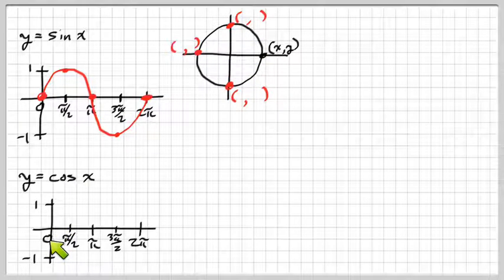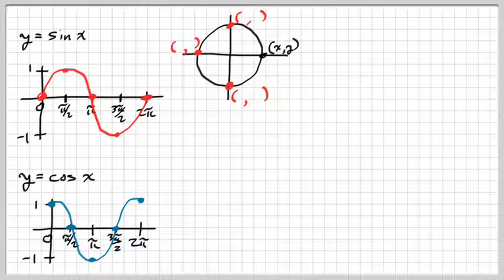Okay, at 0, what is the x value? 1. Okay, at pi over 2, what is the x value? 0. At pi, which is right there, what is the x value? Negative 1. And then at 3 pi over 2, that's the bottom? 0. And then at 2 pi, what's my x value? 1. Back to 1. So then I go, where?